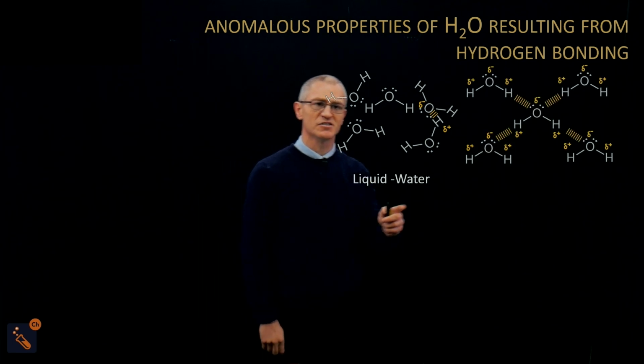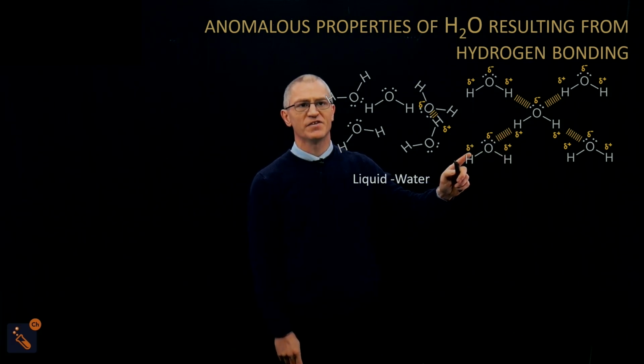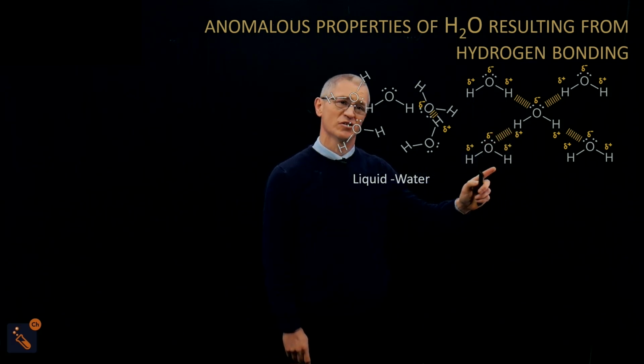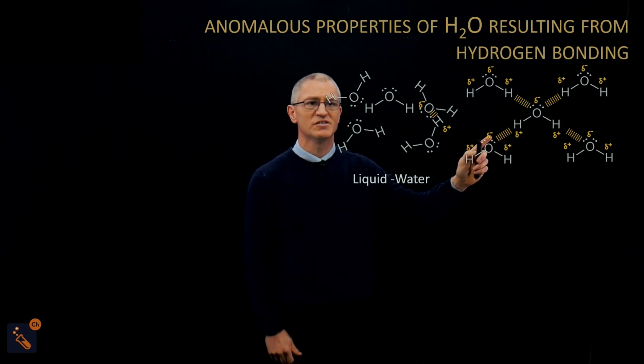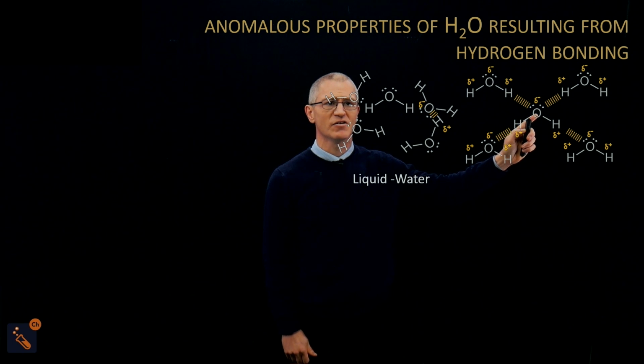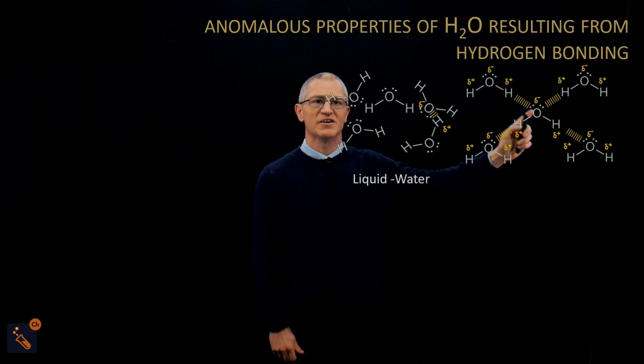We then go to ice, very much different, a fixed structure. They call it an open structure, but you can see here that there are bonds and there are forces. So basically there are 2 hydrogen bonds per oxygen, and they are fixed in position.